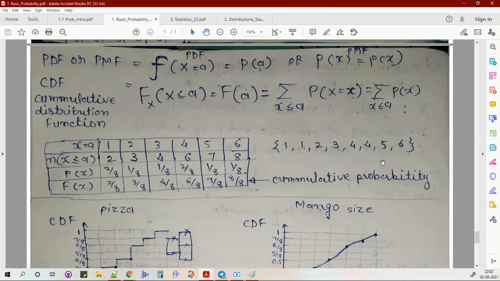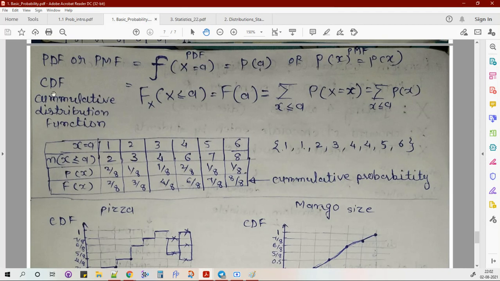So if I need to calculate for 4, I have 1, 2, 3, 4, 5, 6 counts. And if I go up to 6, I get all the counts. That's nothing but 8. Now, this is nothing but the probability; I have written 2 by 8, 1 by 8, 1 by 8, 2 by 8, the probability of each number for x equal to a.